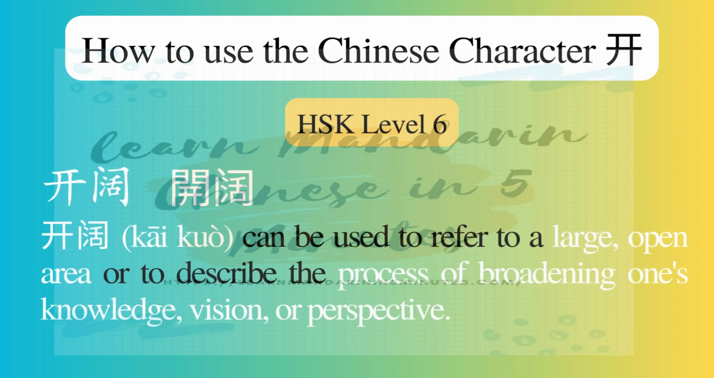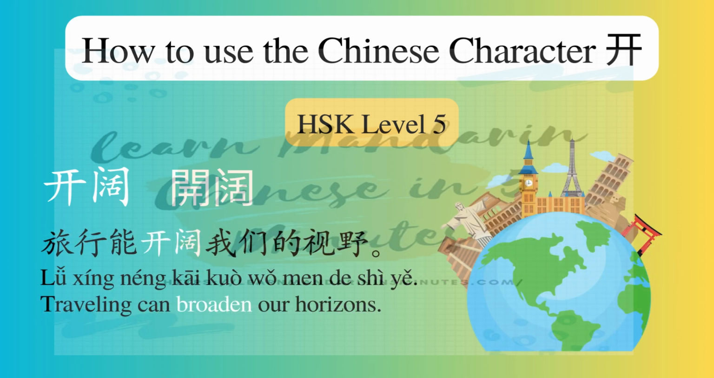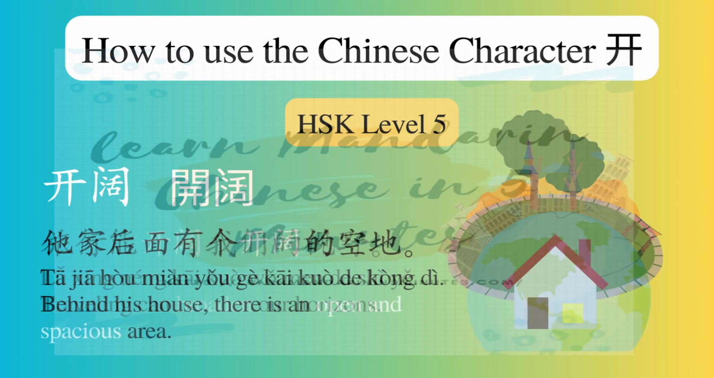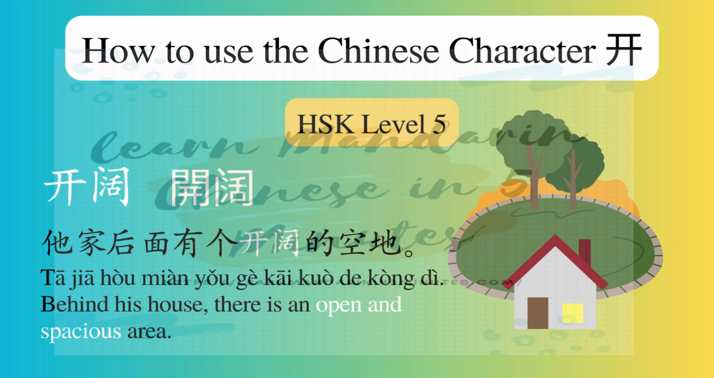开阔 can be used to refer to a large open area or to describe the process of broadening one's knowledge, vision, or perspective. Sentence examples: 旅行能开阔我们的视野. Traveling can broaden our horizons. 他家后面有个开阔的空地. Behind his house, there is an open and spacious area.